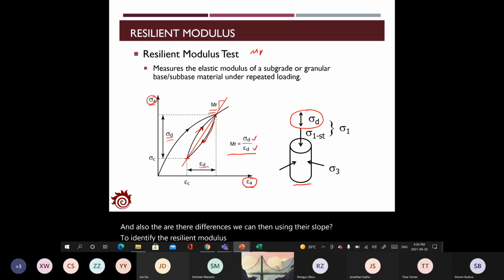Basically, in this equation, sigma d would be the deviator stress, and epsilon d will be the recoverable strain. And we need to find out these two values from the resilient modulus test, or we say the MR test.